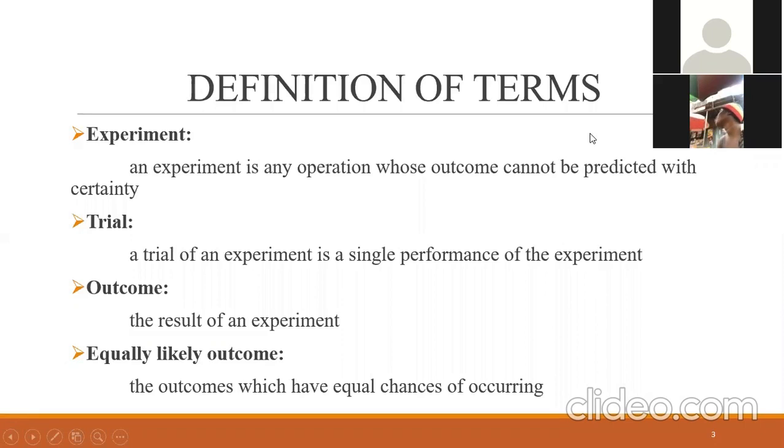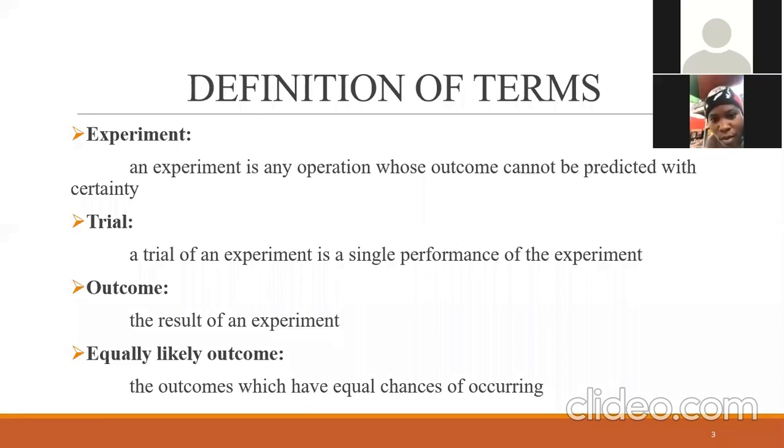We have the first term to be what? An experiment. An experiment is any operation whose outcome cannot be predicted with certainty. So if you have any activity, maybe you are writing an exam and you don't know what you are even writing, then you could see that you are failing. That one, the outcome is what? You can predict the outcome.